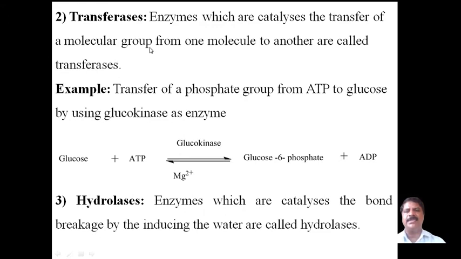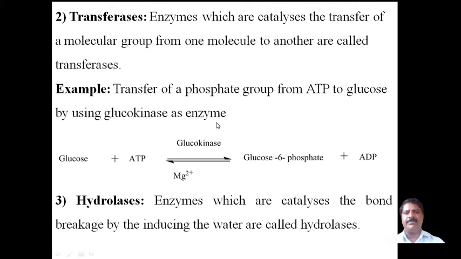Transferases are the second type of enzymes, which catalyze the transfer of a certain group from one molecule to another molecule. An example for this is the transfer of a phosphate group from ATP, adenosine triphosphate, to glucose by using glucokinase as an enzyme.